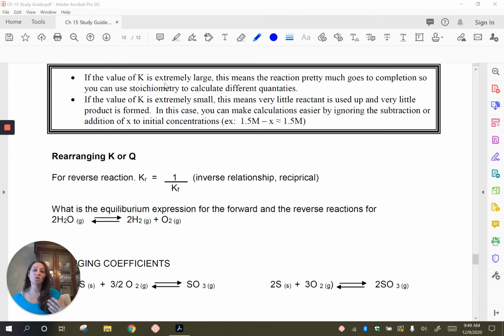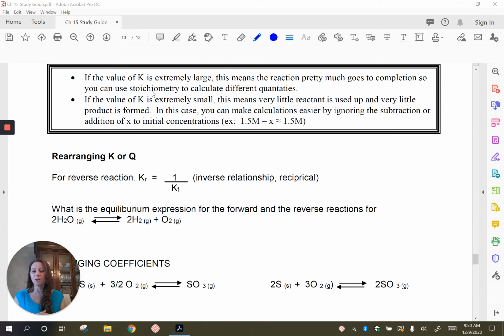And so you can basically use stoichiometry to do your calculations. No need for ICE charts anymore, right? Because if all of the reactants have turned into products, then we would use stoichiometry. So if your K value is very, very large, again, 10 to the fourth or 10 to the fifth or 10 to the eighth, then you can use stoichiometry.